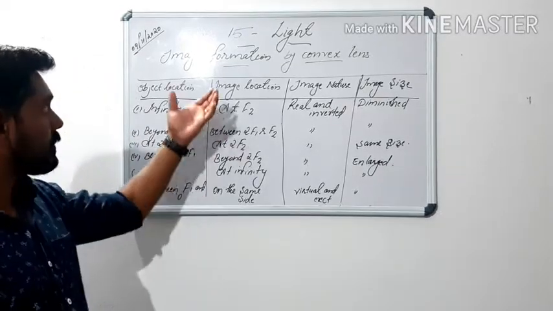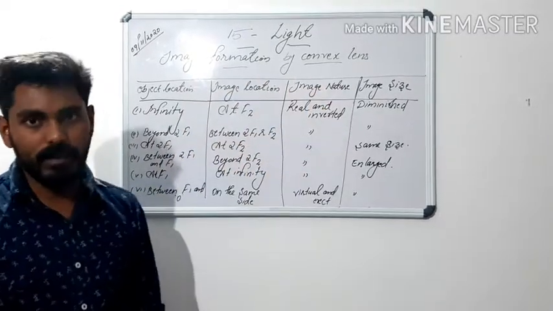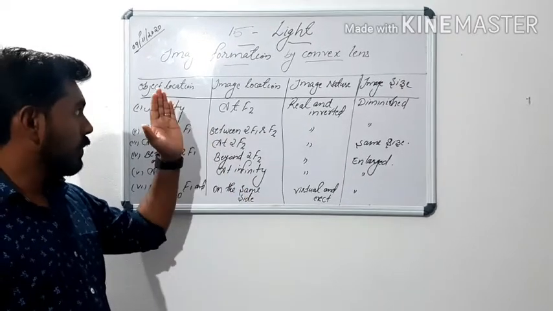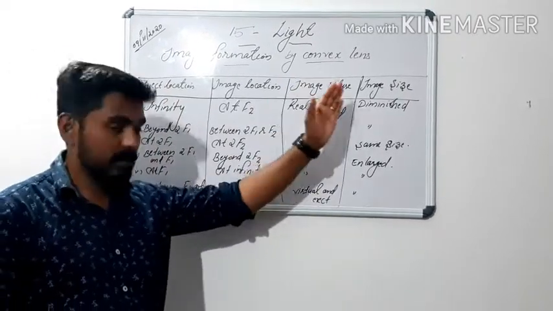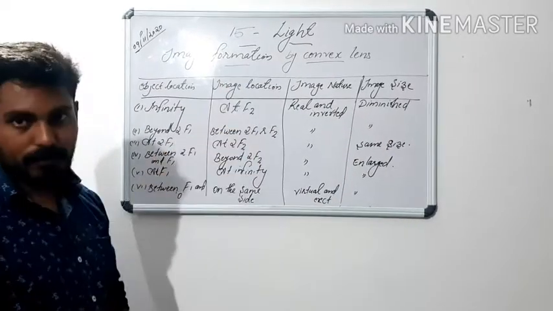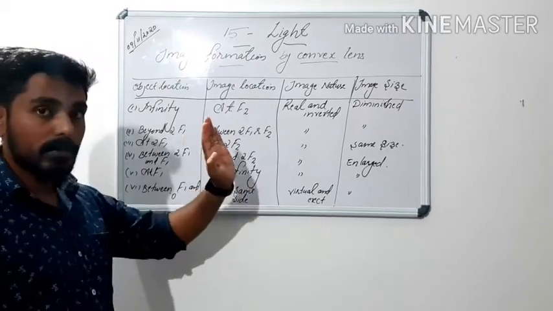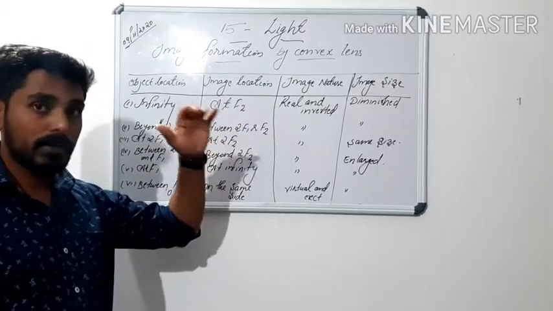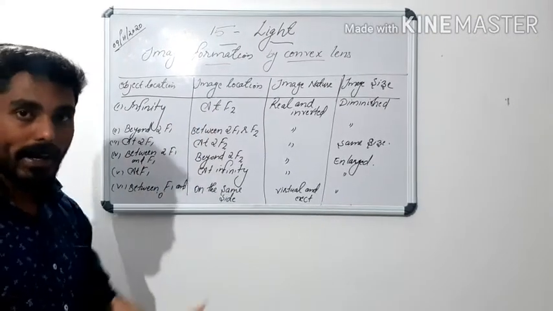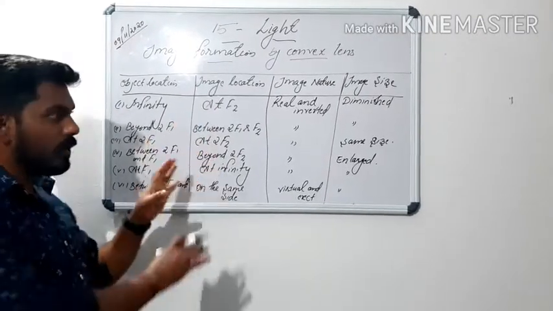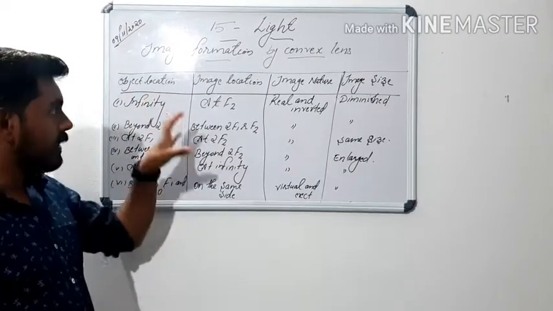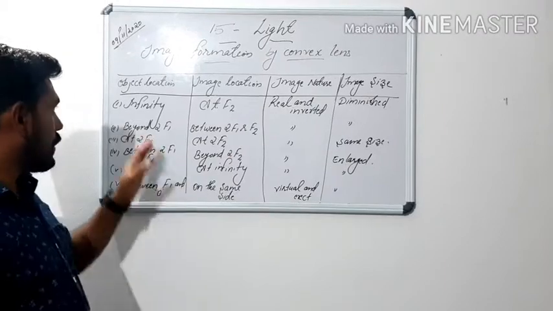Next we are going to discuss image formation by a convex lens. When you place an object, the location, nature and size of the image are written here. We are not going to learn the details of this formation, as you will study it in a higher class. For now we will only go through the image formation, its location and nature.